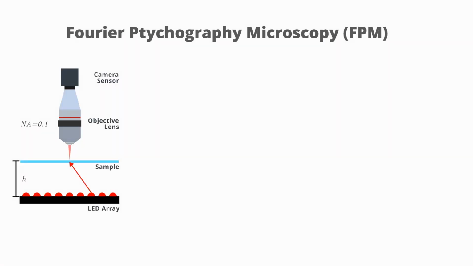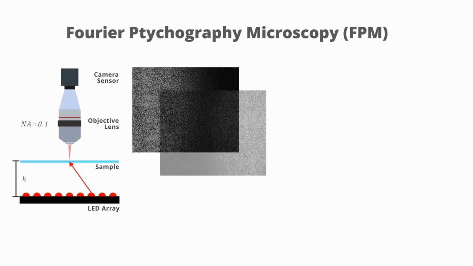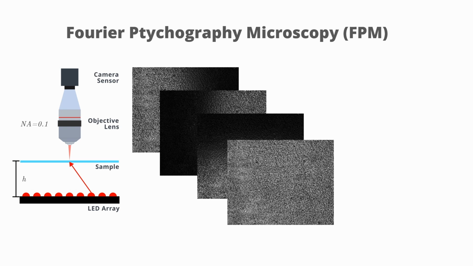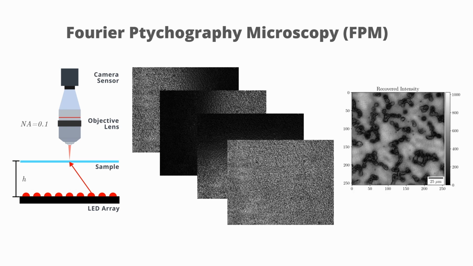Fourier Ptychography microscopy, or FPM, involves taking multiple low-resolution wide field of view images of a sample illuminated at different angles using an LED array. The resulting images would contain additional edge information that can be combined to form a high-resolution image.